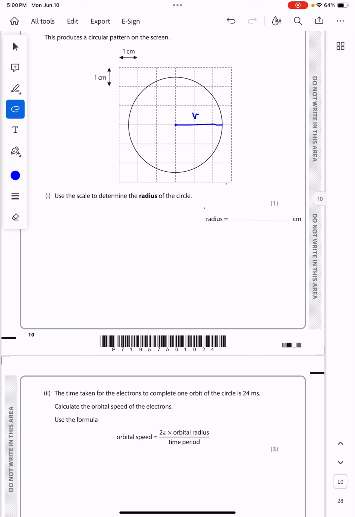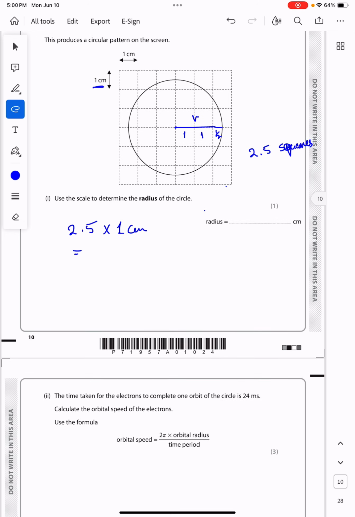And you can just find out by counting the squares. One, and this is another one, and this is a half square. So we know that our radius is equal to 2.5 squares, right? But I don't have squares as a unit here. I have to transfer it somehow. And we have the answer here. Each square is 1 centimeter. So we have 2.5 squares and each square is 1 centimeter. So all you have to do is times it with 1 centimeter and you will end up having 2.5 centimeters. And this is your radius, 2.5.